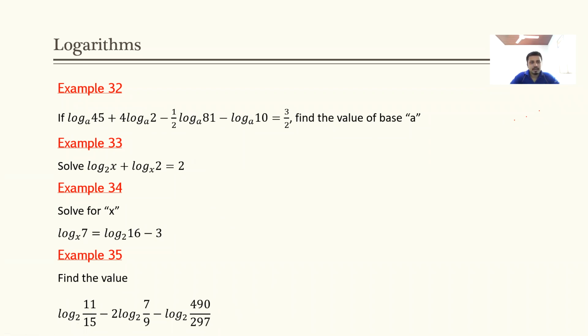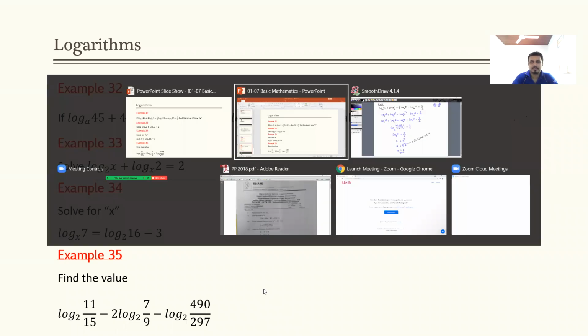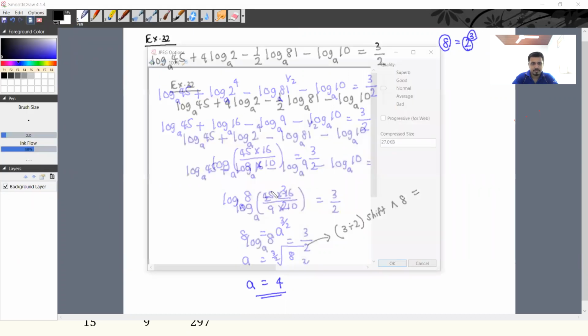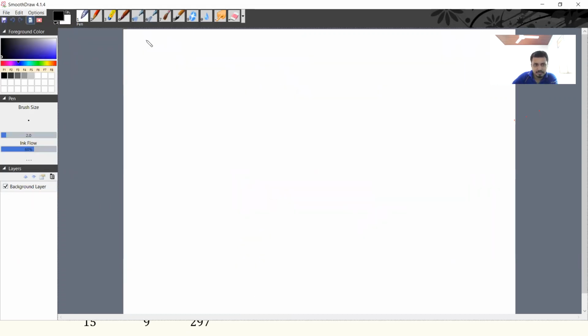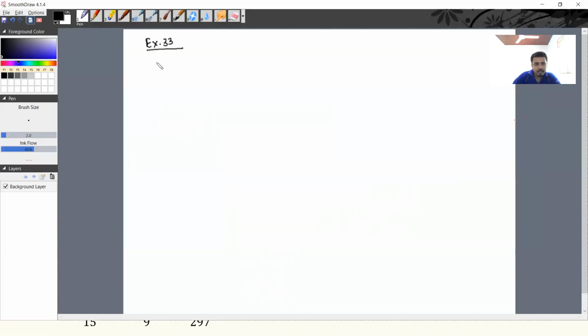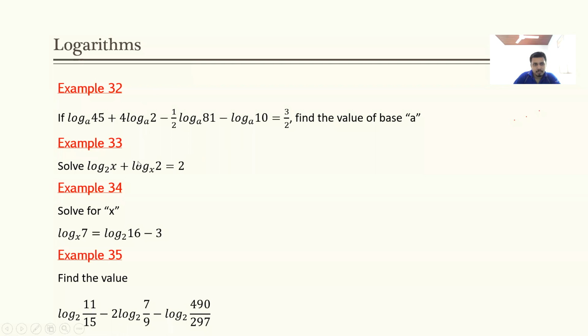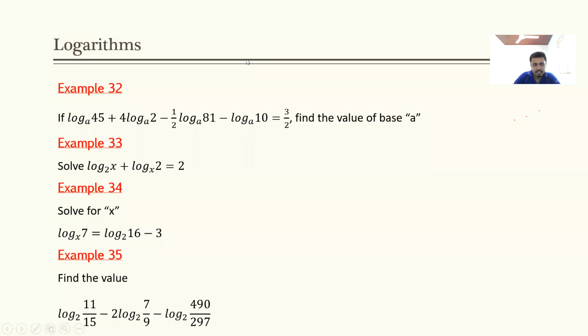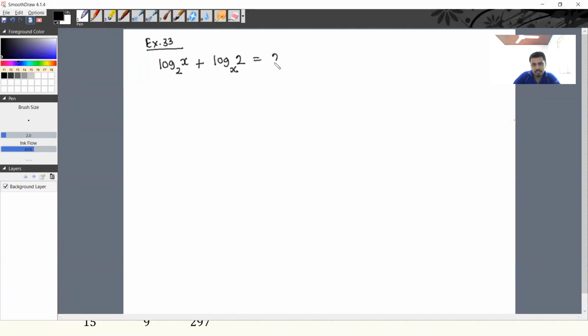Example number 33. Log of x to the base 2 plus log of 2 to the base x equals what? Equals 2.